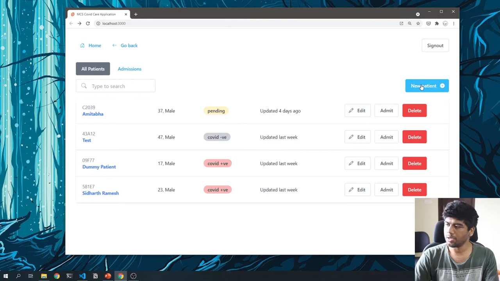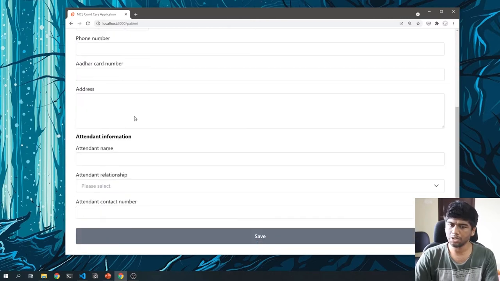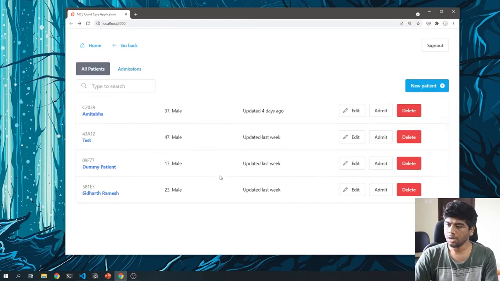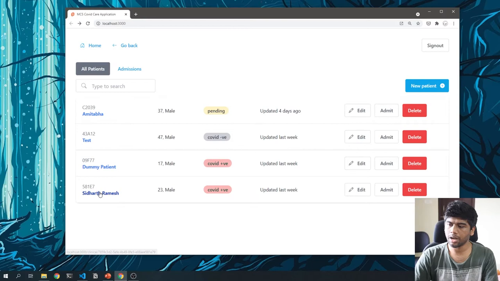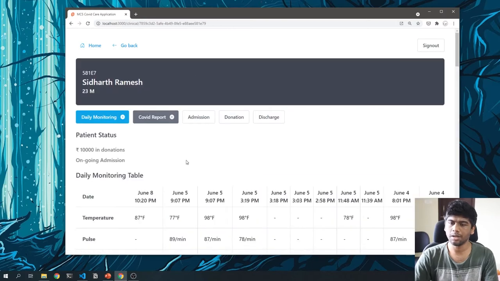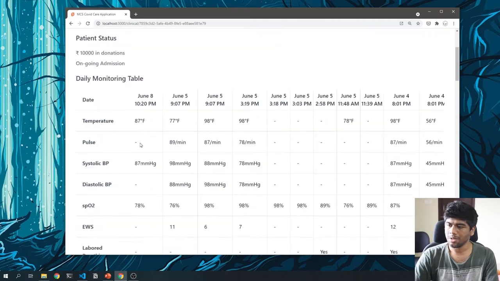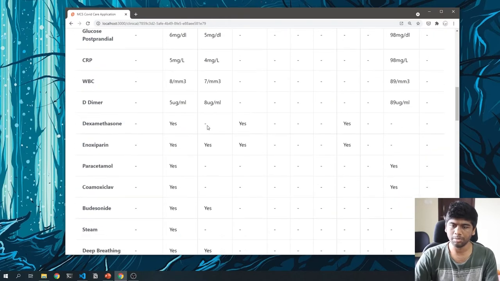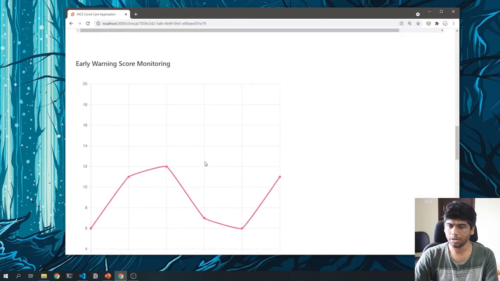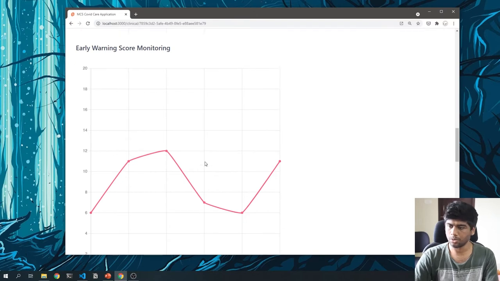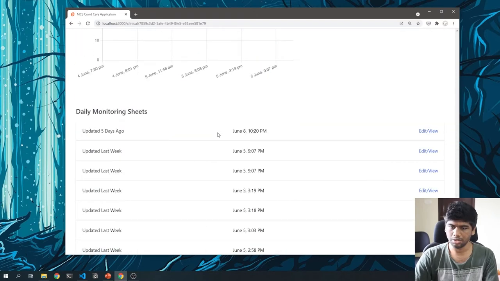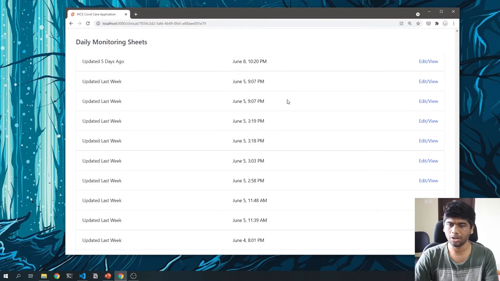So we checked out how to create a new patient and how to persist this to a FHIR server. And in this episode, we'll be looking at the clinical information inside the EHR. So this includes a lot of things. This is the daily monitoring table, and we have some graphs here for the early warning score, the oxygen saturation, and we allow them to edit all of these sheets.